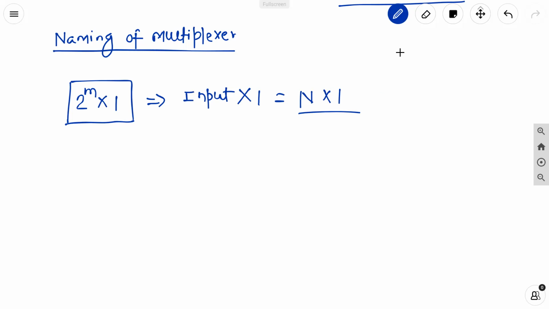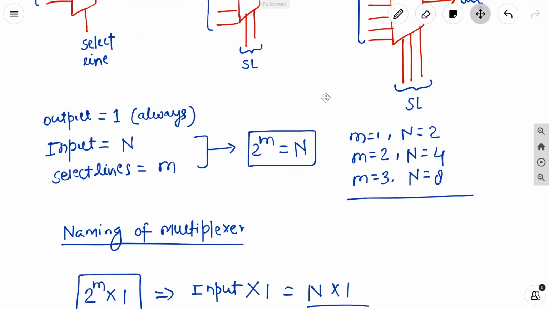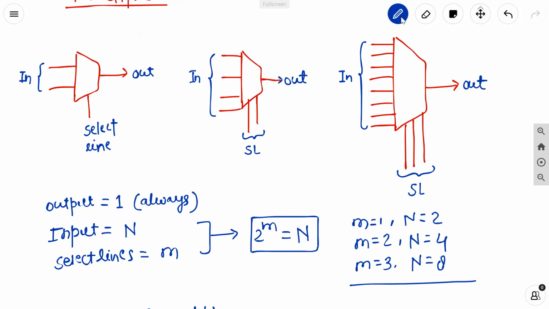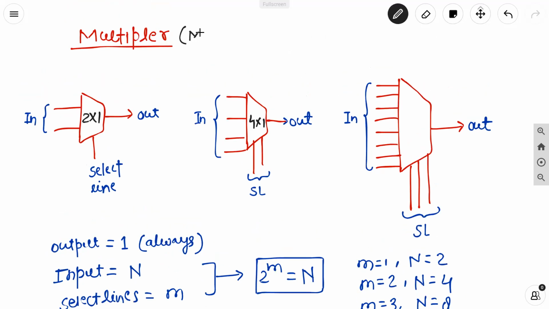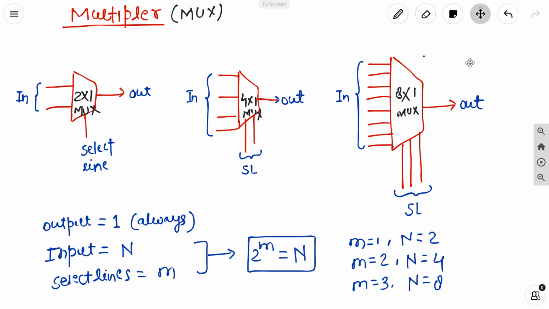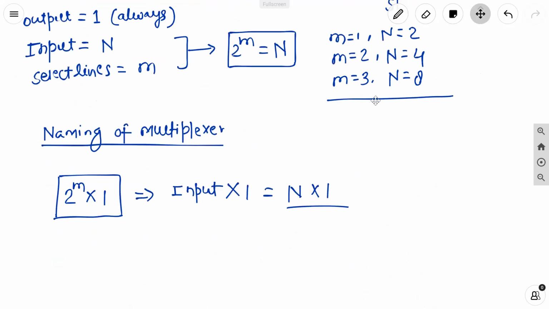So for our multiplexers, there are two inputs and one output, so it is a 2 is to 1 mux. It has four inputs and one output, so it is a 4 is to 1 mux. Multiplexer can also be written as mux. And finally, with 8 inputs and 1 output, it is an 8 is to 1 mux. So these are the names of the multiplexers: 4 is to 1 mux and 2 is to 1 mux. This is the naming strategy, inputs cross output, for naming of multiplexers.